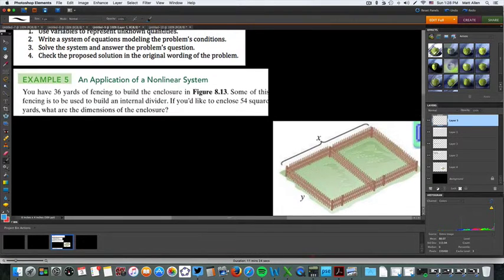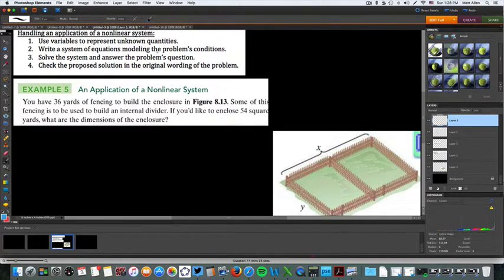For step number one, it says that we want to use variables to represent unknown quantities. Let's read through this problem and talk about the values of x and y, define what they represent, and then write equations to help us solve for the values of x and y. So we say that we have 36 yards of fencing to build the enclosure that we see in figure 8.13. Some of this fencing is to be used to build an internal divider, and we can see this internal divider here. If we'd like to enclose 54 square yards, what are the dimensions of the enclosure?